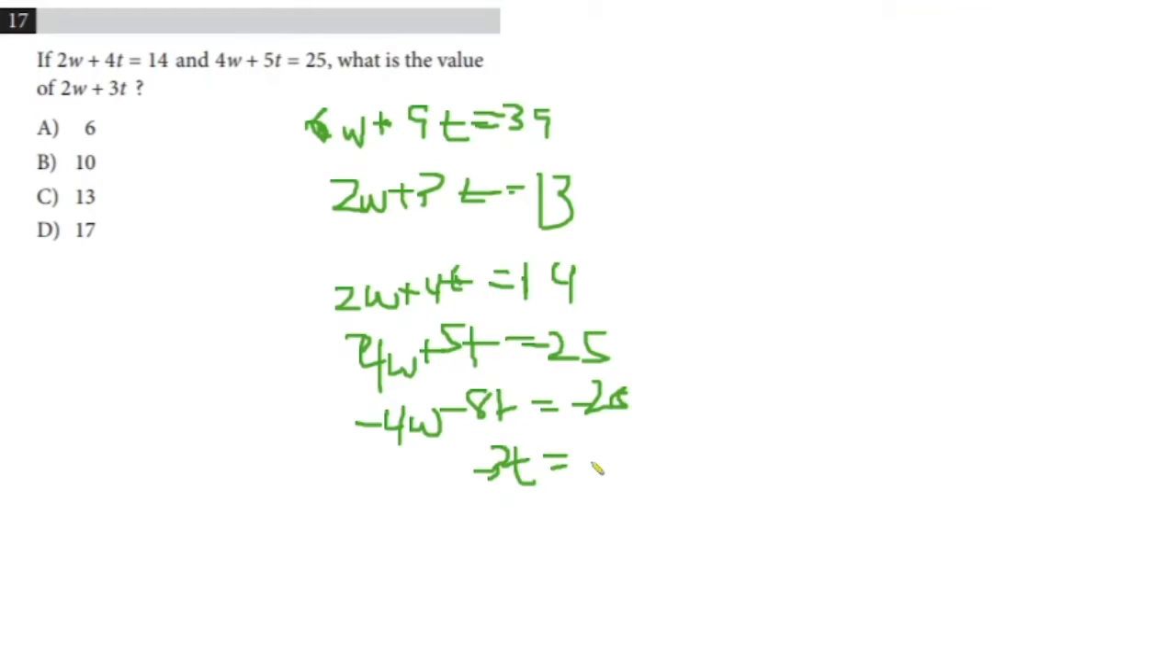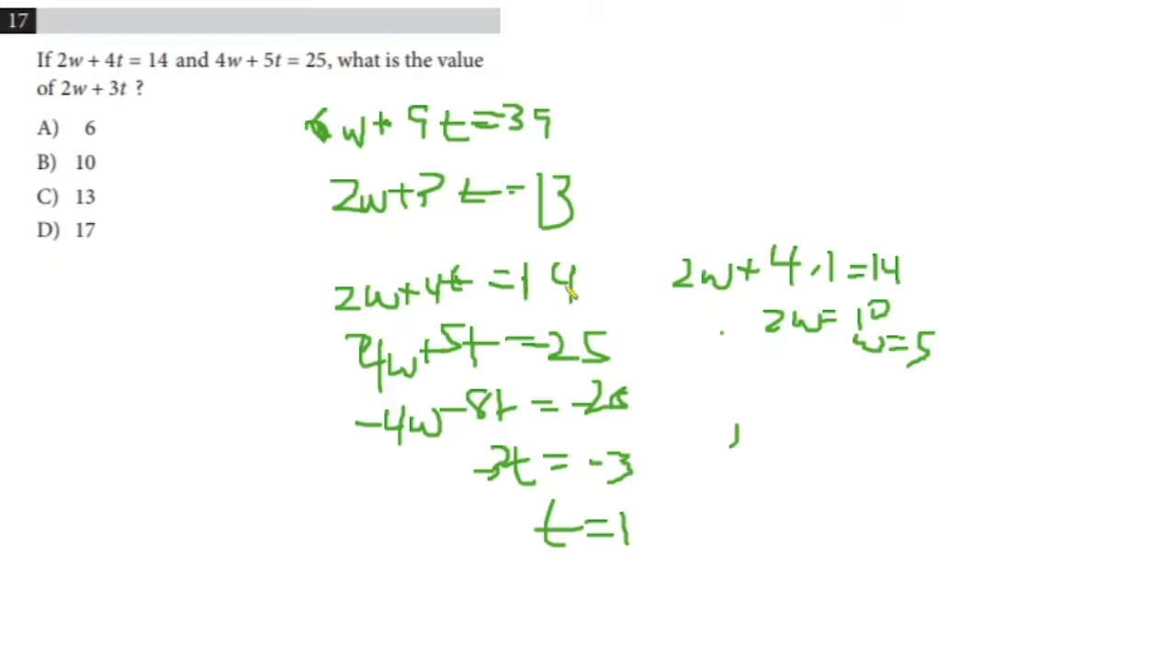-3t equals -3. T would equal 1. Then we would go back and substitute: 2w plus 4 times 1 equals 14. 2w equals 10, w equals 5. We actually need 2w plus 3t, so we have 2 times 5 plus 3 times 1, which is 13.